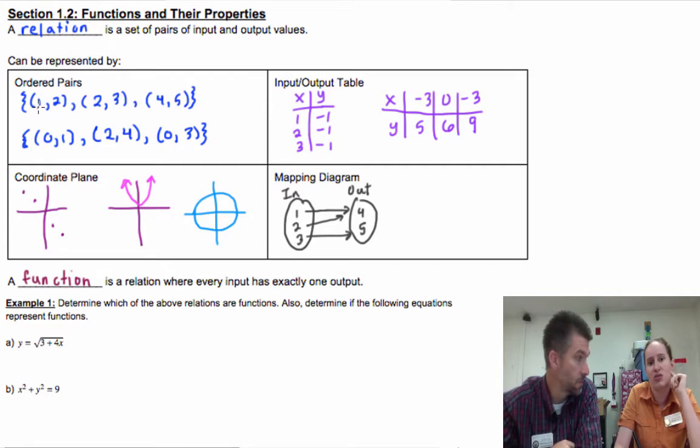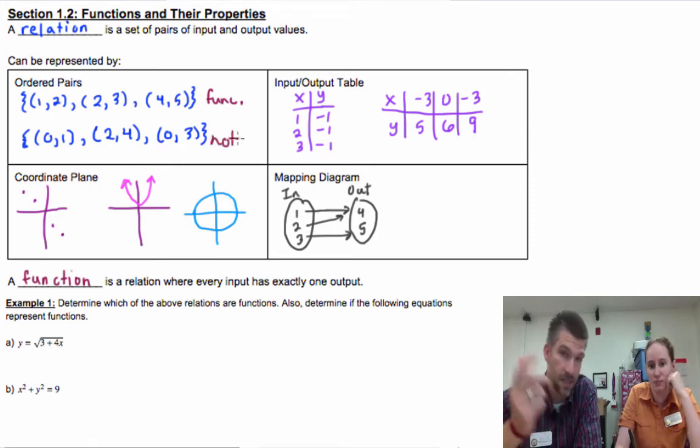You can't have any x values over and over again. So this first one, 1, 2, 4, we're fine. No repeats, so that's a function. But for this second one, 0 has 2 different y values, 1 or 3, so that's no deal. For our input and output table, again, we really just care about our x values. All of our x values are different here.